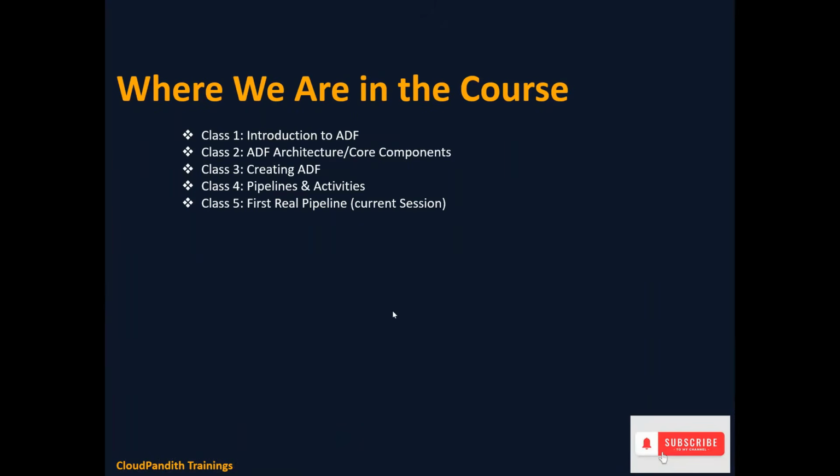So where are we in the course? In class 1, we discussed what is Azure Data Factory and why it is required. In class 2, we learned about ADF architecture and its core components. In class 3, we created an Azure Data Factory instance. In class 4, we clearly understood pipelines and activities. Now in class 5, we are combining everything to create a real working pipeline.